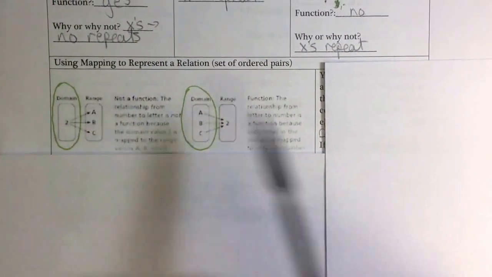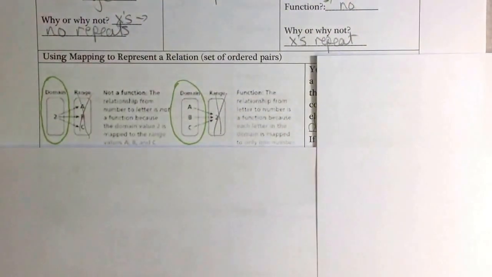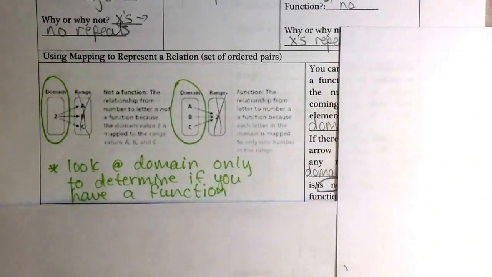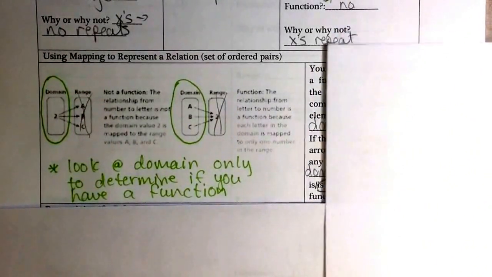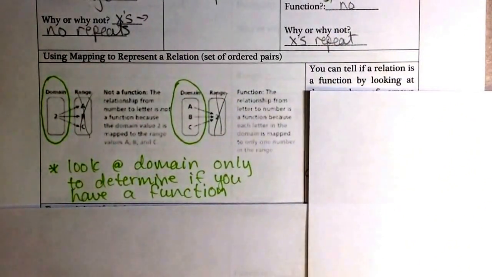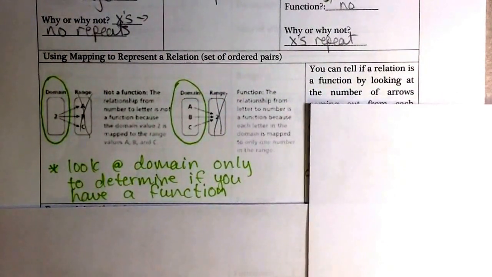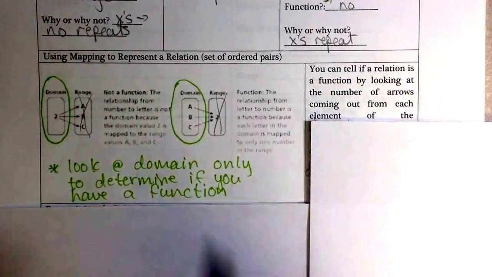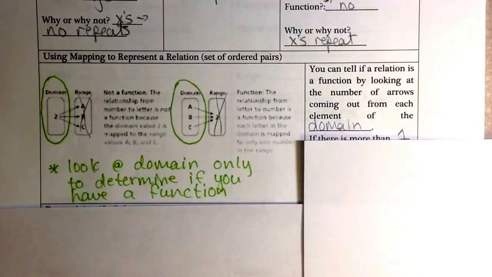So when you're looking at the mapping, I circled the domain. That's all you need to look at. You don't even have to pay any attention to the range. So look at the domain only to determine if you have a function. You can tell if a relation is a function by looking at the number of arrows coming out from each element of the domain.